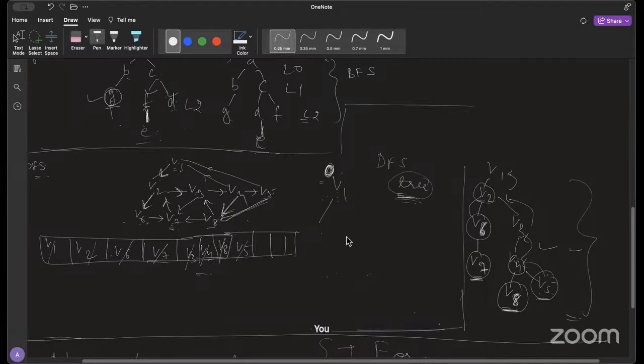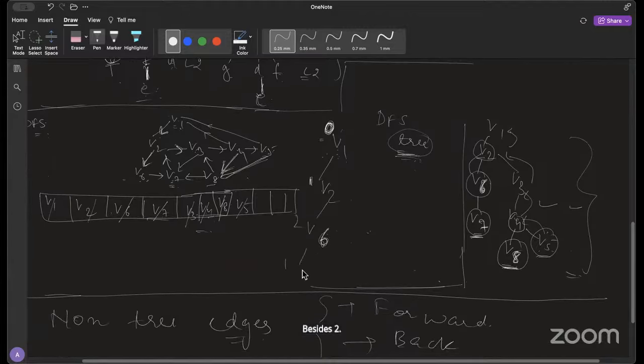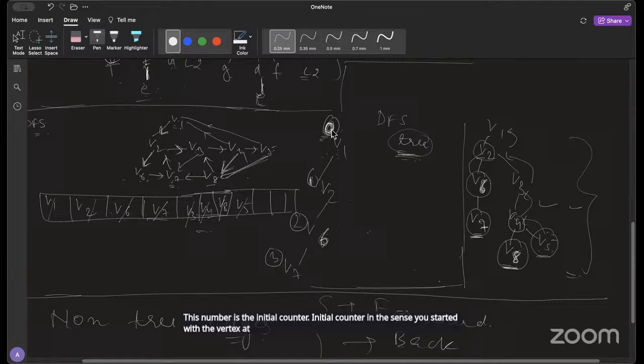You started at 0. Then you have V2, so we put a 1 here because for V2 you started at 1. Then V6, this has 2. Then V7, this has 3. I should just circle this number. This number is the initial counter. Initial counter in the sense you started with the vertex at number 0.